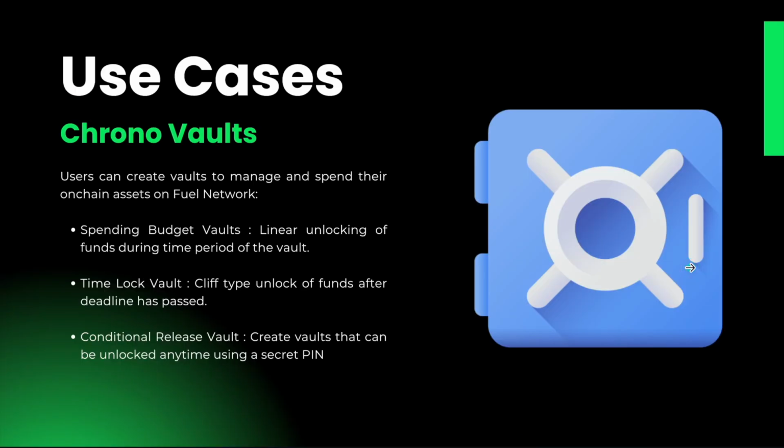Let's look at the use cases of Chrono Vaults. With Chrono Vaults, users can create vaults to manage and spend their on-chain assets on Fuel Network. Some examples of these vaults are spending budget vaults, which allow for linear unlocking of funds during the time period of the vault; time lock vaults, which allow for cliff type unlock of funds after the deadline has passed; and also conditional release vaults, which let you create a vault that can be unlocked anytime using a secret pin.